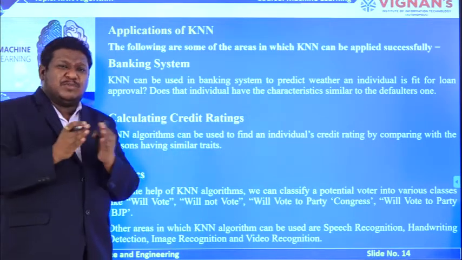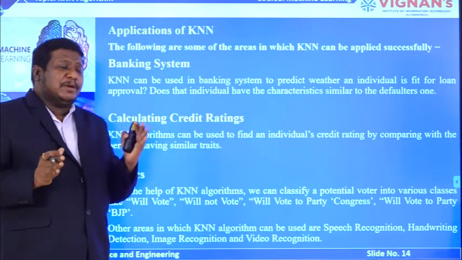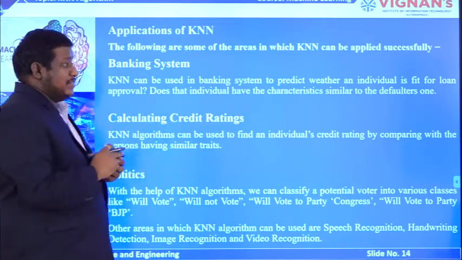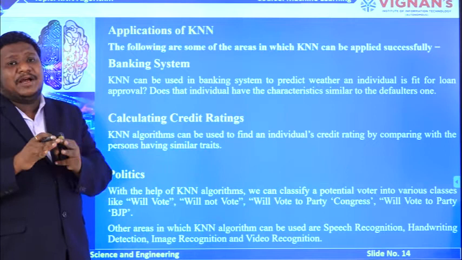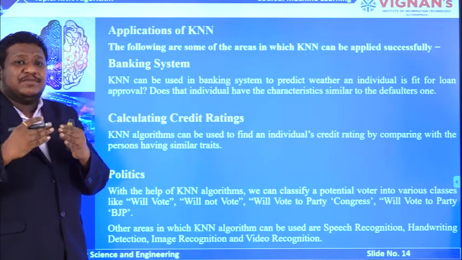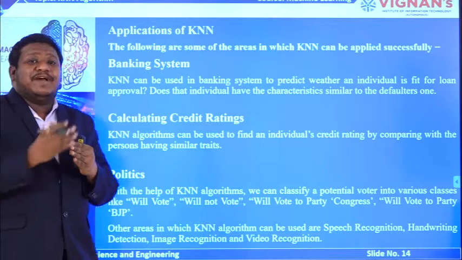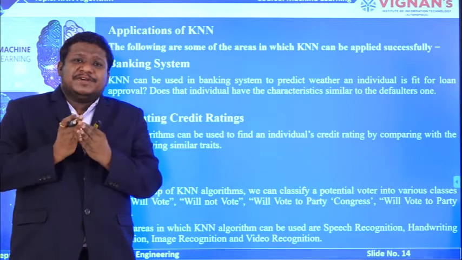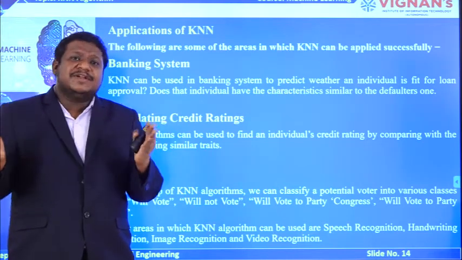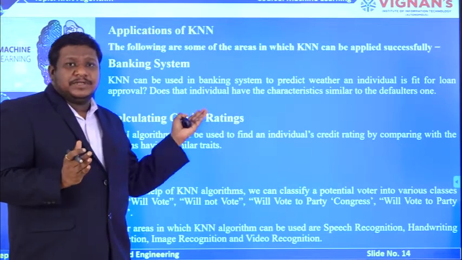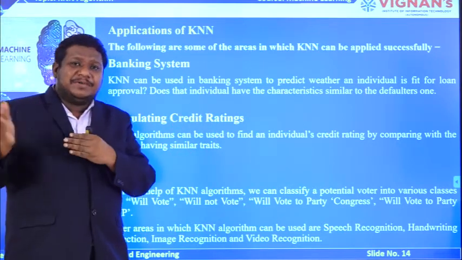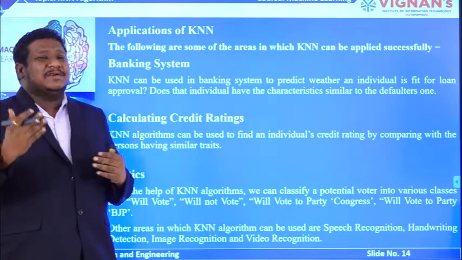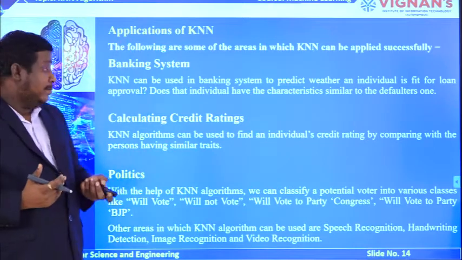Further, they need to verify many criteria. All this process can be implemented in a better way by using the KNN algorithm. Does that individual have characteristics similar to the defaulters? Immediately the bank application will check the features of this new individual against the defaulters' cases, to see whether any similarity exists. If the defaulters' data is not at all matching this person's data, then they will sanction the loan. If any similarity exists between the defaulters and this new person, they will automatically reject the application. This is the process used in banking with the KNN algorithm.